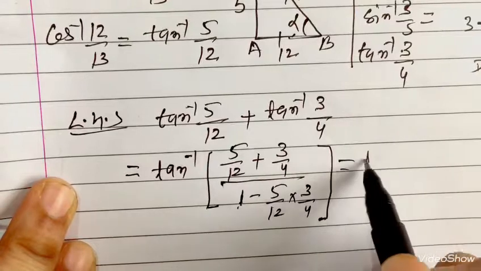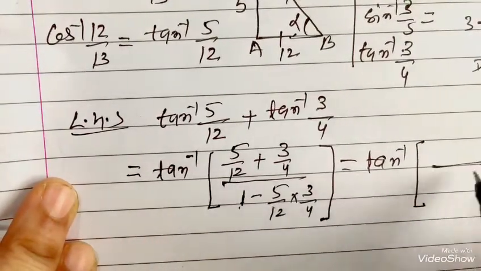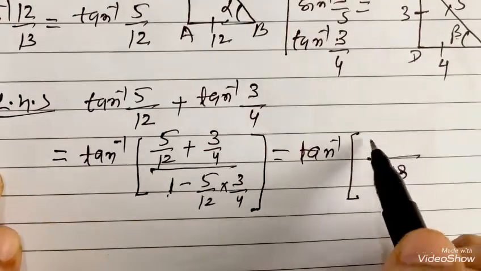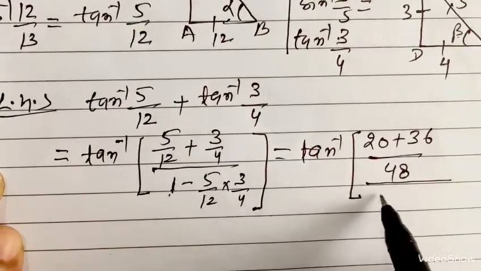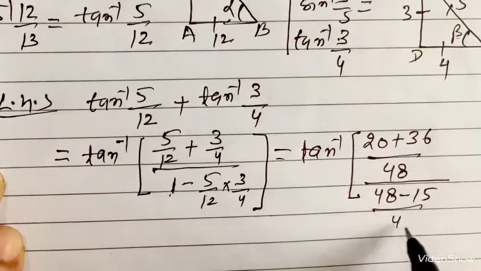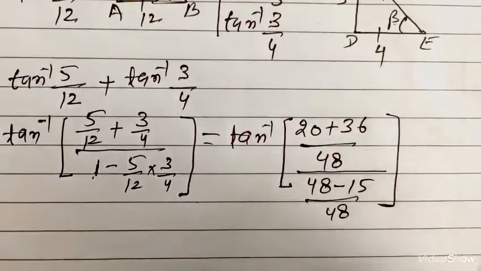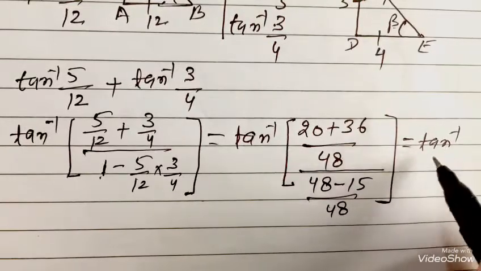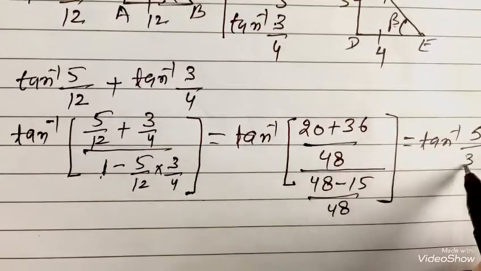And now solve it. You will get, students, tan inverse, take LCM, 48 is LCM here. It's 20 plus 36, and in denominator 48 minus 15, and in it's 48. Now solve it. We will get tan inverse 56 by 33.